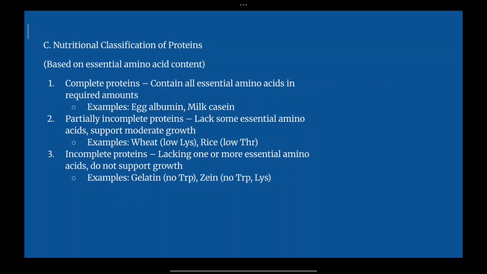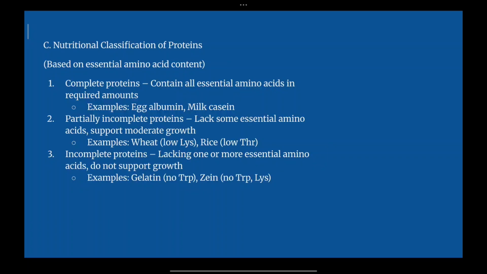Now, the nutritional classification of proteins, based upon the essentiality of amino acid content for a human body, we can call it complete proteins, partially incomplete proteins and incomplete proteins. So complete proteins contain all the essential amino acids that are required in smaller amounts by the human body. Some examples are egg albumin and milk casein.